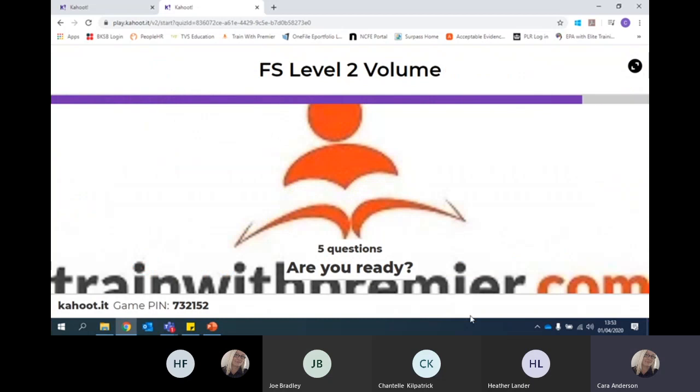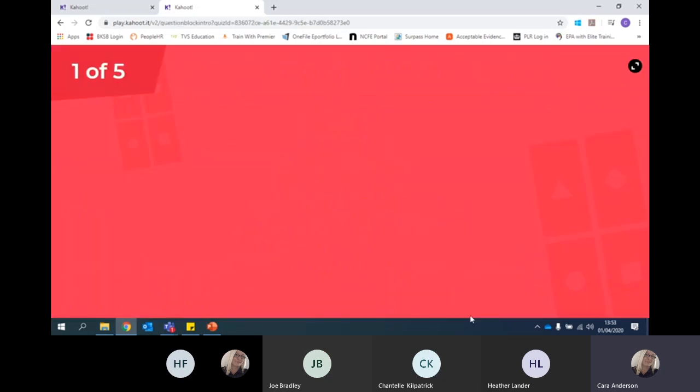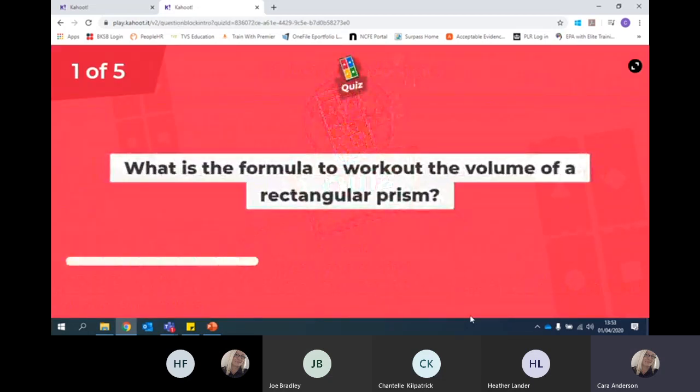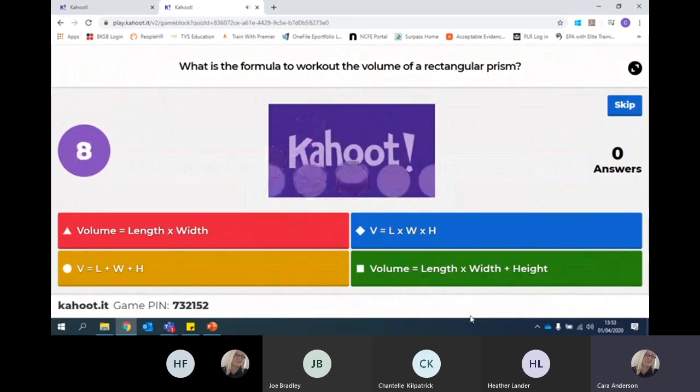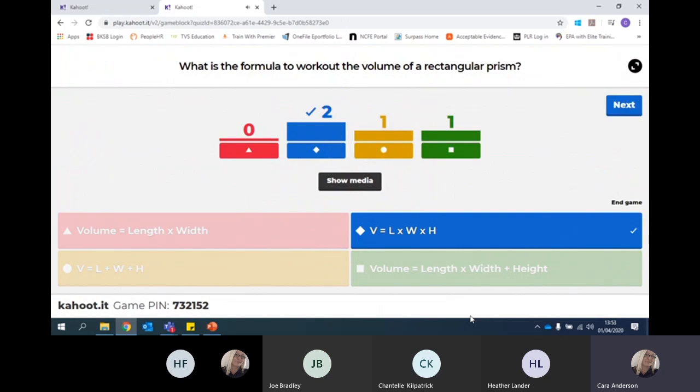So 5 questions on volume. What is the formula to work out the volume of a rectangular prism? Okay, a few mixed answers there. I was a bit mean and I did put some answers that were quite close.